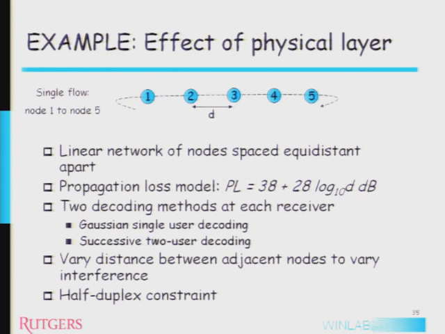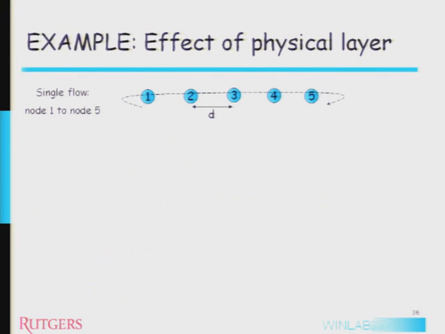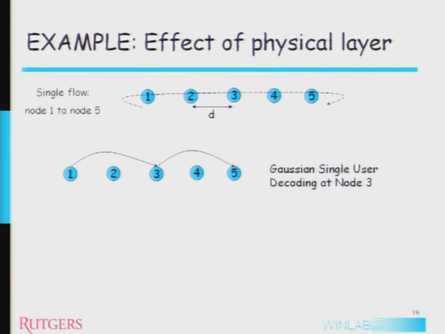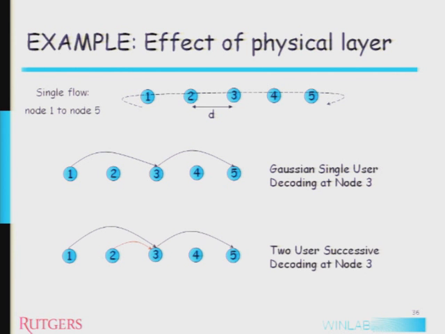So a simple example: let's take a linear network, nodes 1 to 5, with some propagation model here. We consider 2 decoding schemes at the receiver, Gaussian single user decoding and successive 2 user decoding. How do you vary the interference? Just vary the distance between the adjacent nodes. And we have a half-duplex constraint. Node 3 can do Gaussian single user decoding, or 2 user successive decoding. After node 2 gets the information from node 1, it can transmit, and node 3 can decode. So there are many physical layer transmission modes possible, like, as you said, broadcast.